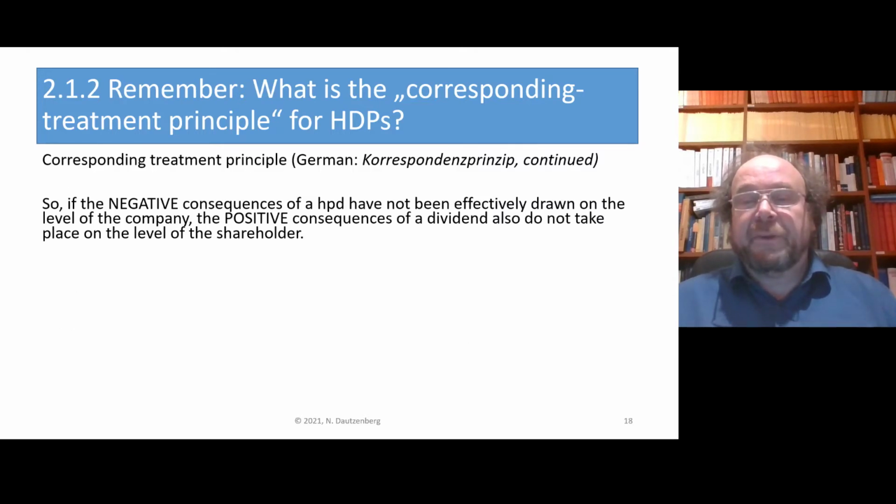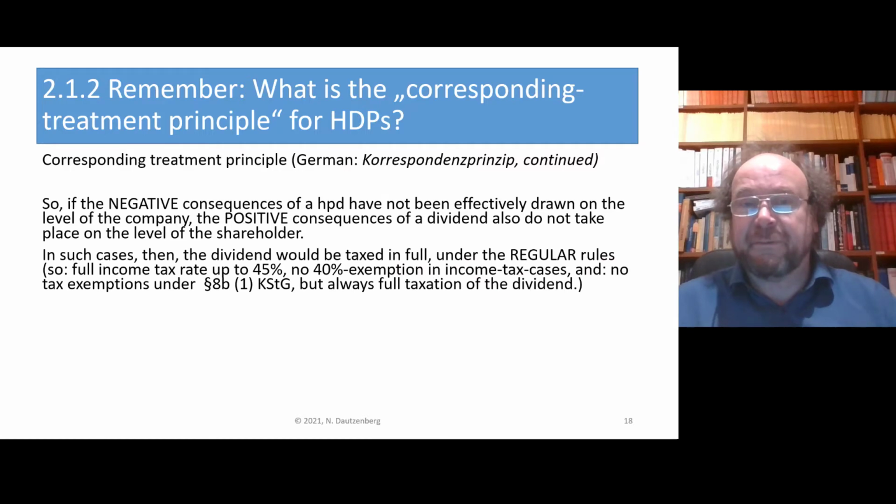So you can just memorize that in a way that you tell yourself, if the negative consequences of a hidden profit distribution have not effectively taken place on the level of the company, the positive consequences of a dividend also are not granted on the level of the shareholder. Then you have the regular rate with 45% or so, or individual tax rate, or full taxation with corporation tax rate.